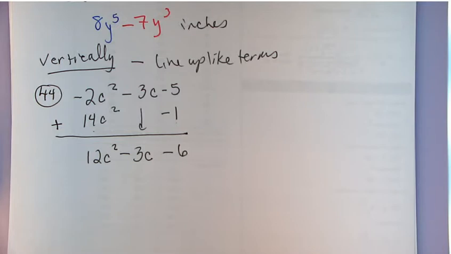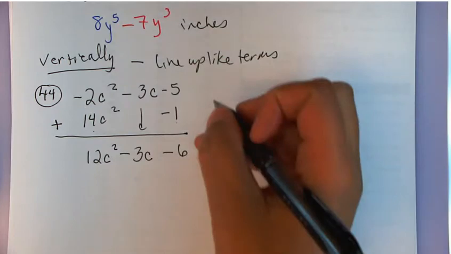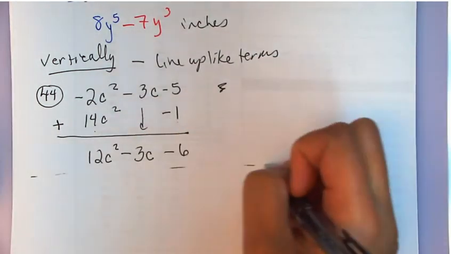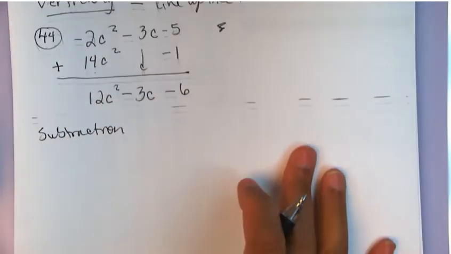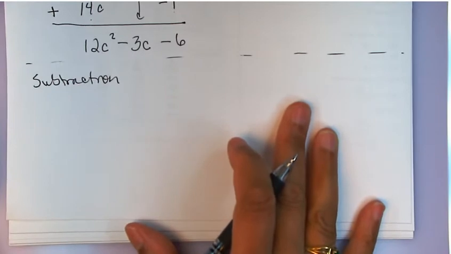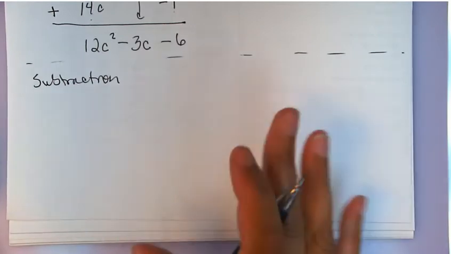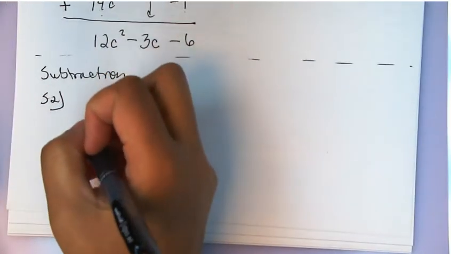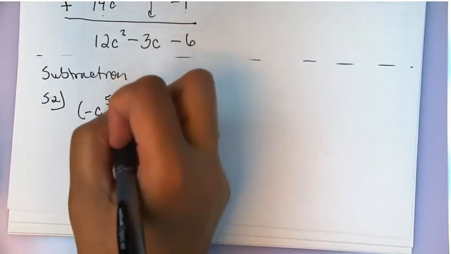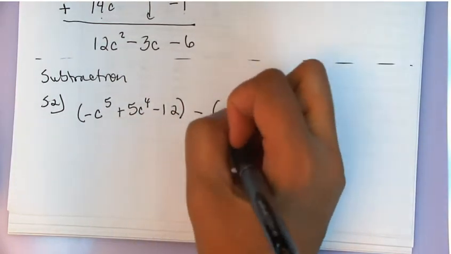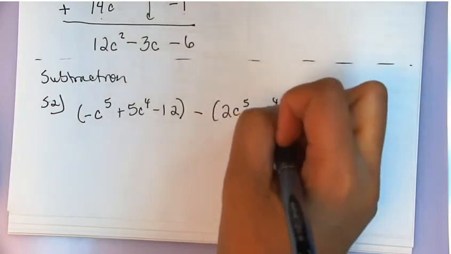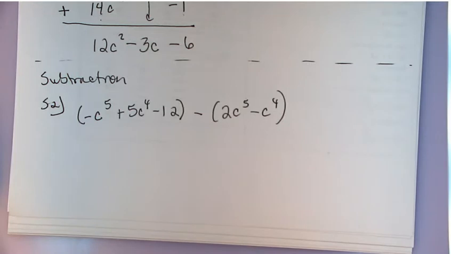Okay, so let's do number 52. We're going to talk about subtraction this time. So before we were doing adding, now we're going to do subtracting. So if we move on to subtraction with number 52, we have to look at something when we do it. And I have negative c to the 5th plus 5c to the 4th minus 12 minus 2c to the 5th minus c to the 4th. Again, remember our first step of simplification is usually clear the fraction. But our next step is to get rid of those parentheses, distribute.